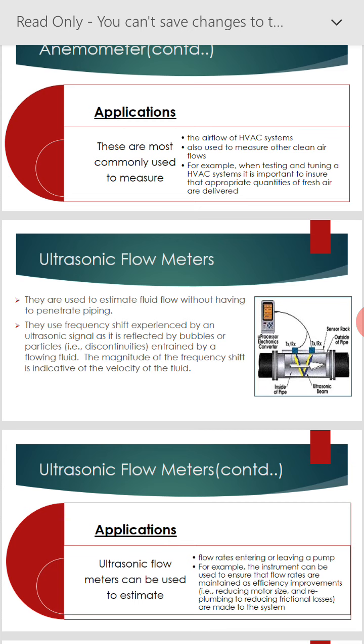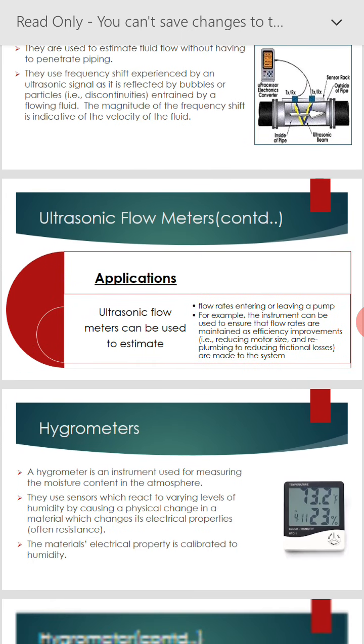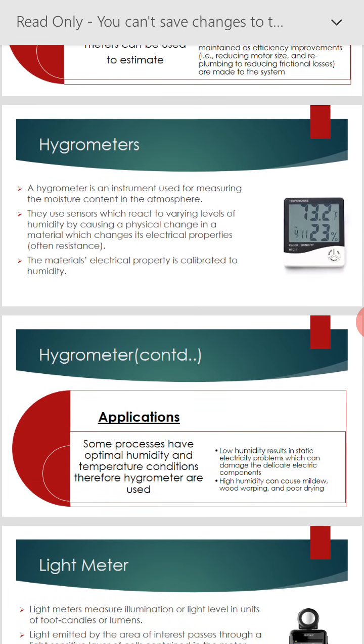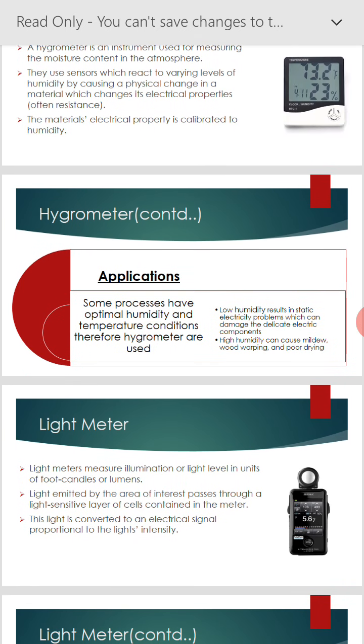They use frequency shift, etc. Now where are the applications? Here it is written, you can see the flow rates entering or leaving a pump, etc. Next is the hygrometer. This is an instrument for measuring the moisture content. There are some applications: humidity in mildew, humidity in wood warping or board drying.